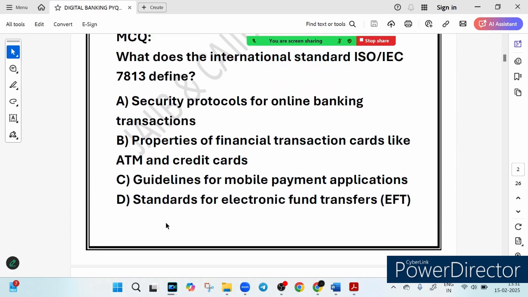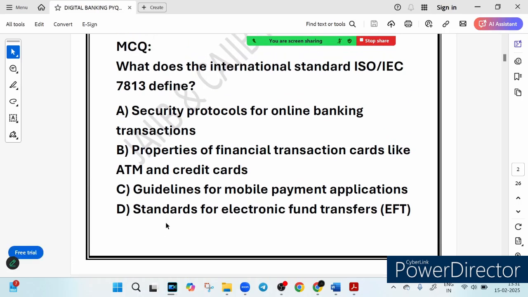Now let's see the next question. What does international standard ISO IEC 7813 define?